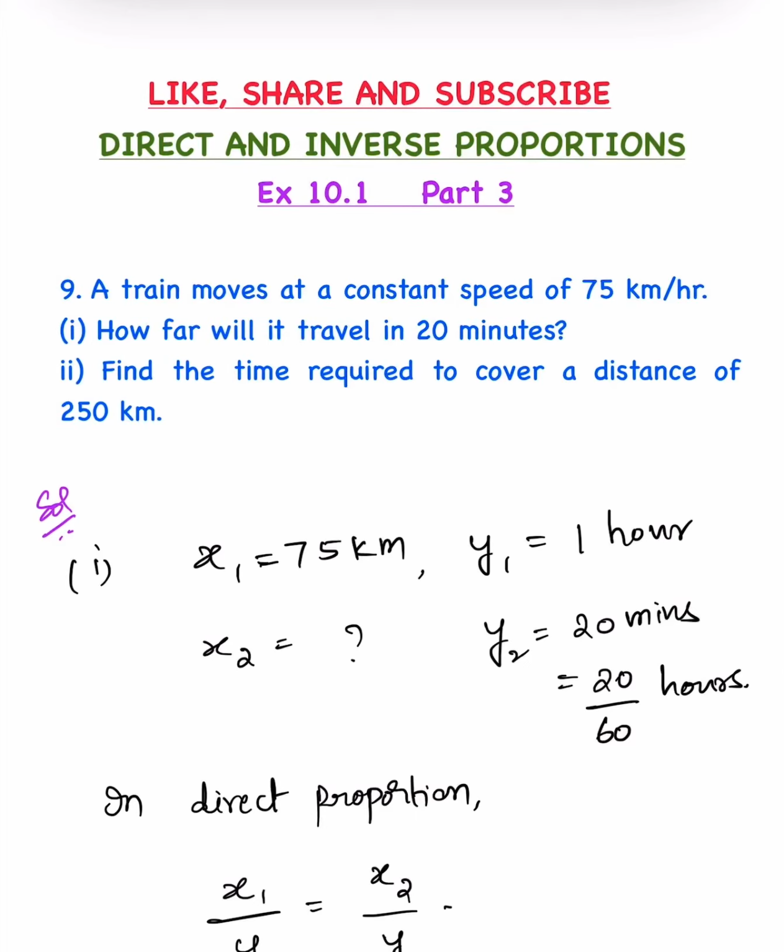Today we'll discuss direct and inverse proportions exercise 10.1 part 3. A train moves at a constant speed of 75 km per hour. How far will it travel in 20 minutes? Find the time required to cover a distance of 250 km.